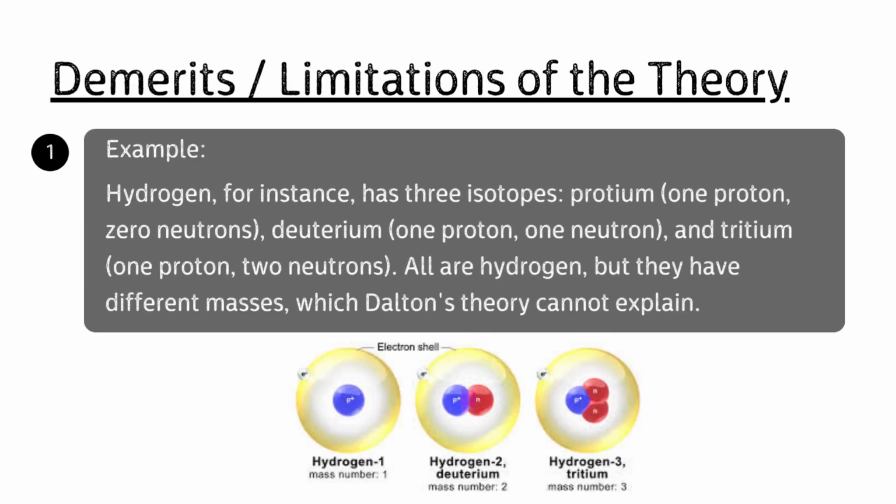Example: hydrogen, for instance, has 3 isotopes: protium, 1 proton, 0 neutrons; deuterium, 1 proton, 1 neutron; and tritium, 1 proton, 2 neutrons. All are hydrogen, but they have different masses, which Dalton's theory cannot explain.